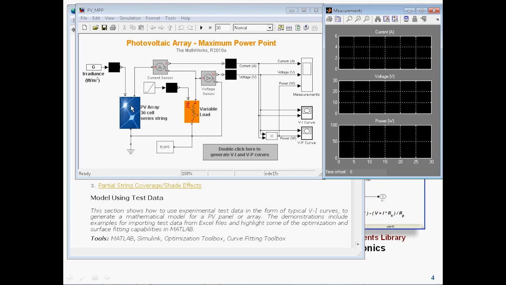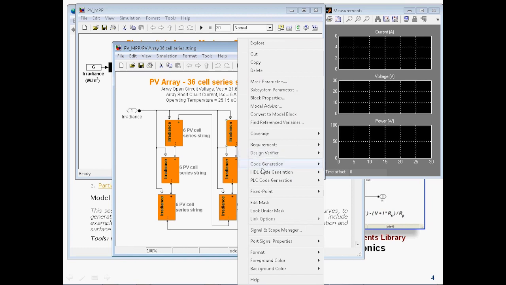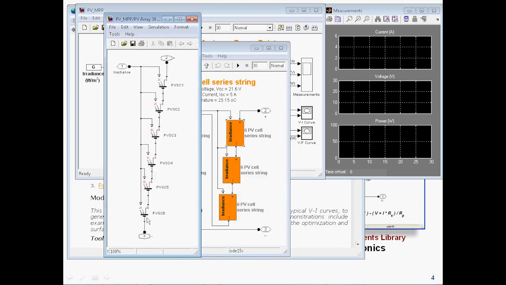And if I go inside this block, what you see is the implementation of a 36 cell series string. I have 6 orange blocks, all of them connected in series. And here's where the graphical nature of Simulink becomes a significant advantage. You can create a single block and start copy and pasting very easily. If I go inside one of these blocks, you will see each one of these orange blocks has 6 photovoltaic cells connected in series. So I have a total of 6 times 6, 36 cells. This is using that SimElectronics block.